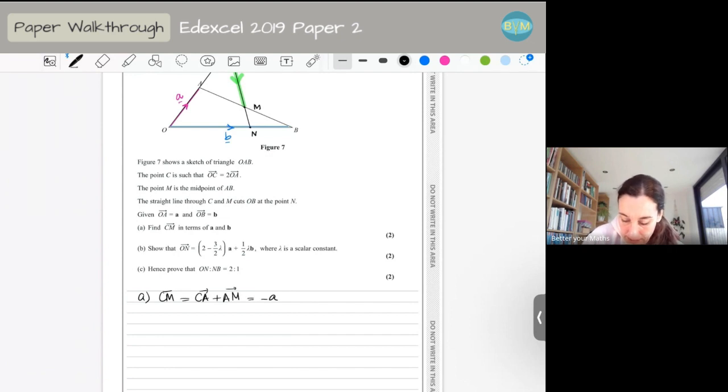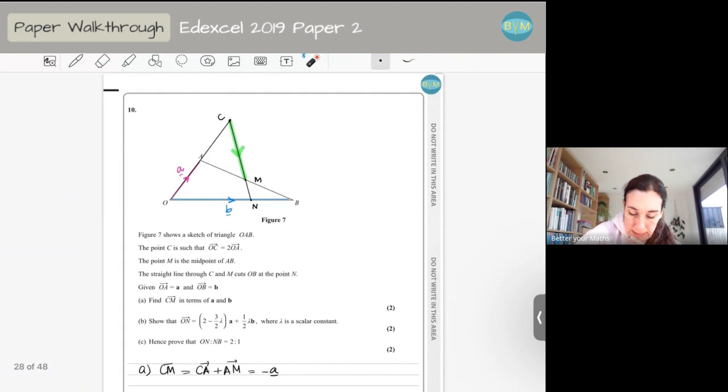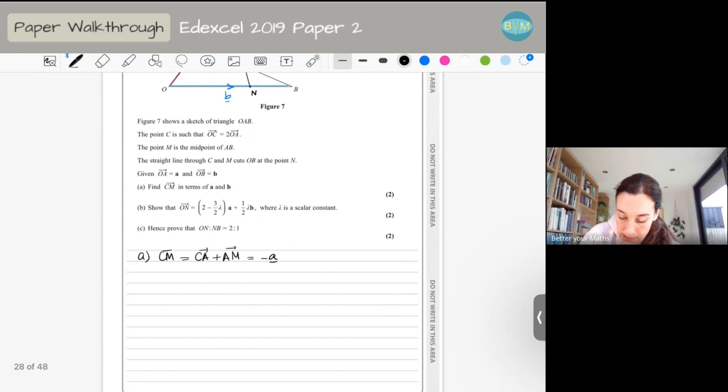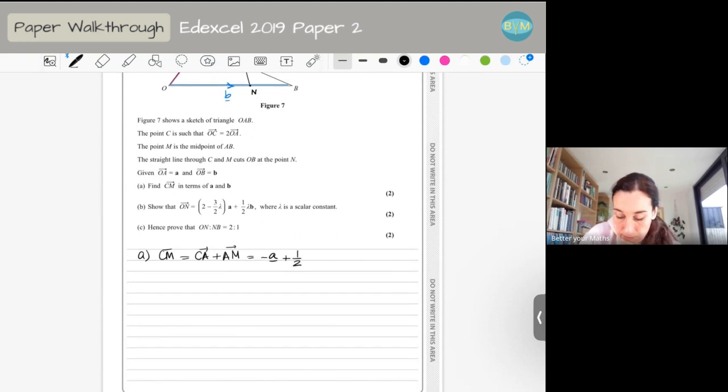CA is minus A. And then AM is half of AB, because this is the midpoint of AB. And I can find AB because AB is B minus A. So I can go this way. AB is B minus A. That's quite simple. And this is half. So AM is 1/2 of AB, and AB is B minus A.